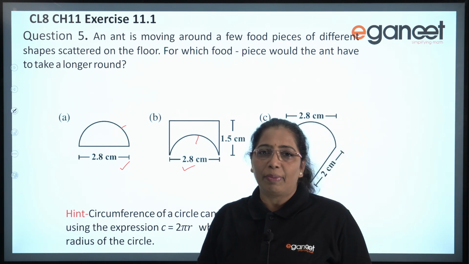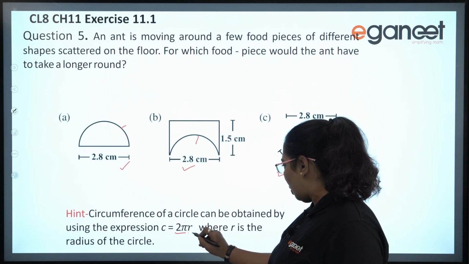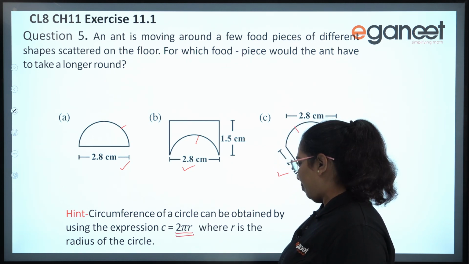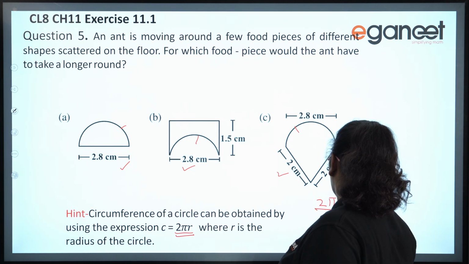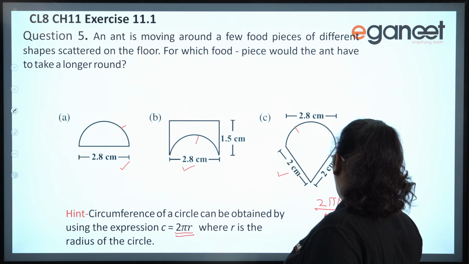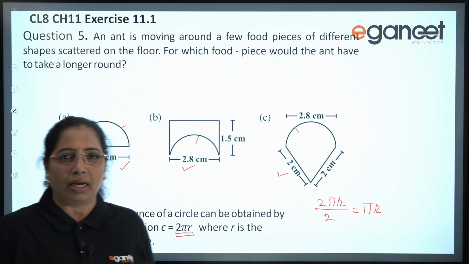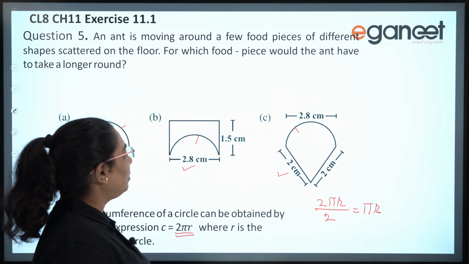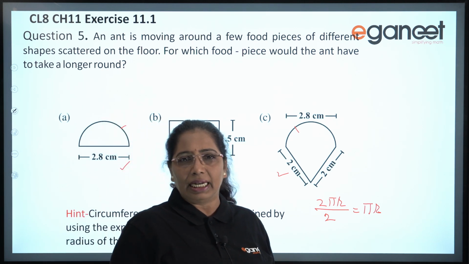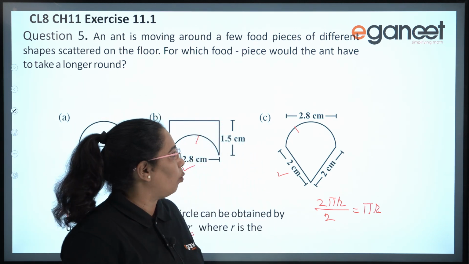So, what can be the perimeter of this semicircular region? It is half of the perimeter of the circle. That means it is half of 2 pi r. Half of 2 pi r is equal to pi r. So, the perimeter of this semicircular region is pi r. Now, it is easy to find out the perimeter of other food pieces, but let us find out one by one.